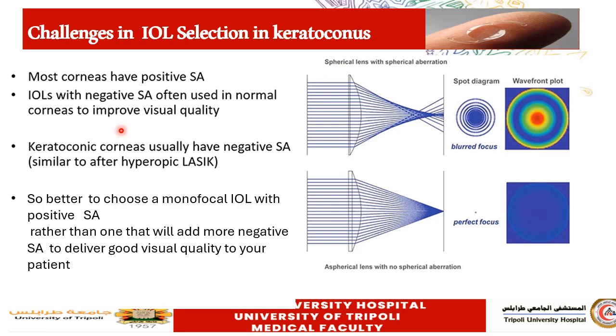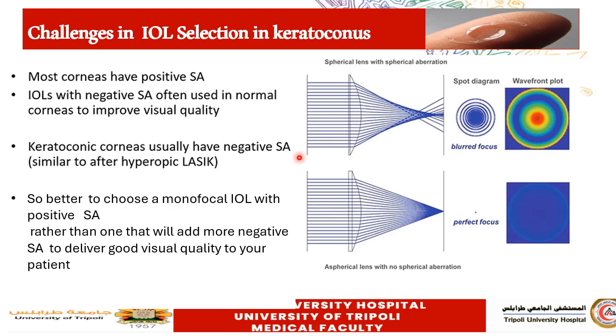lens. However, in case of keratoconus, they have severe negative spherical aberrations, and if you implant a lens with negative spherical aberration, you will worsen the quality of the vision of the patient. So better in such cases that you implant a zero or a positive spherical aberration lens, so that you will compensate or neutralize the severe negative aberrations that they have. But it is always better to keep the patient in a mild degree of positive spherical aberration.